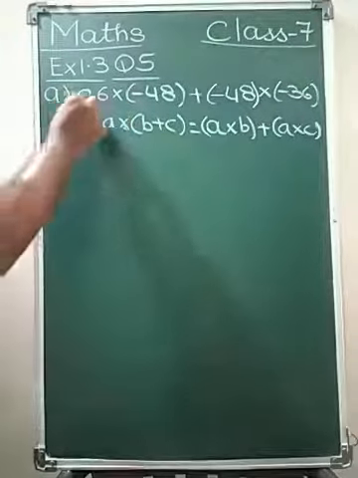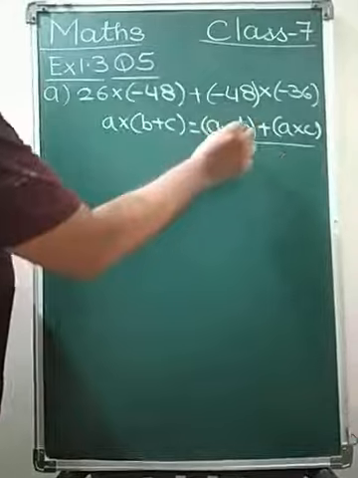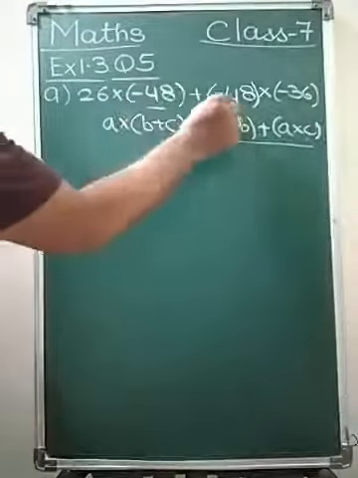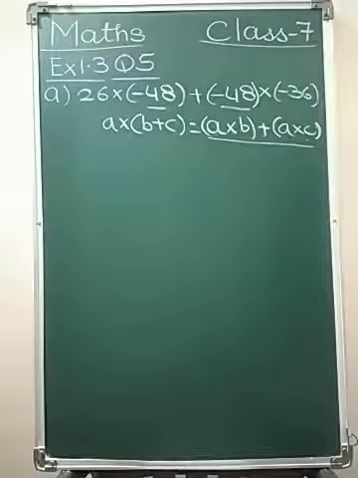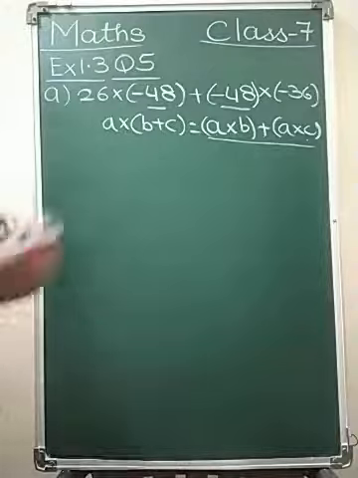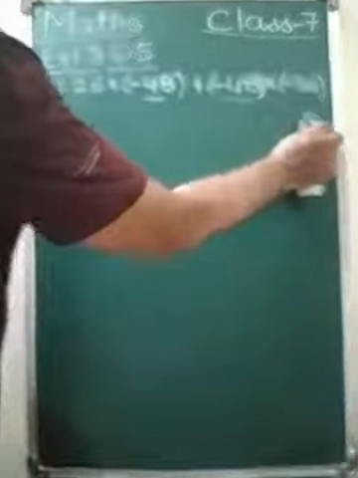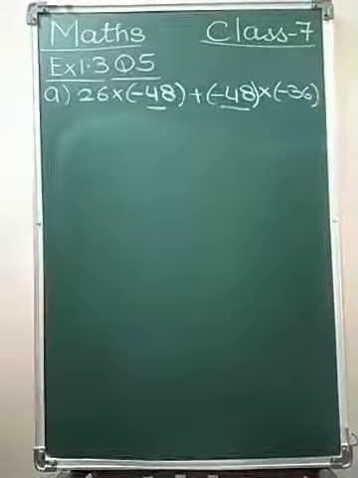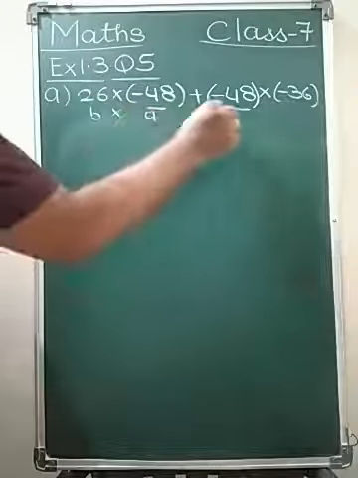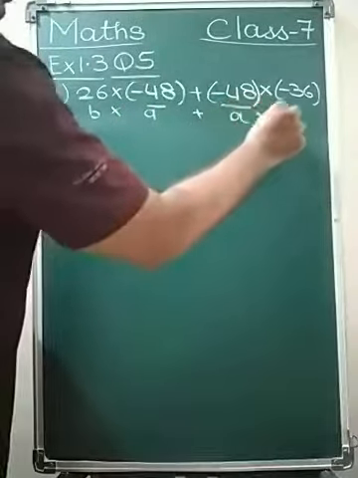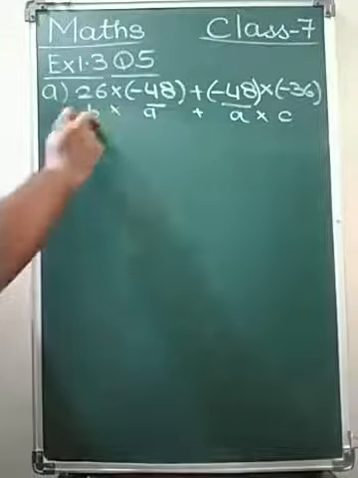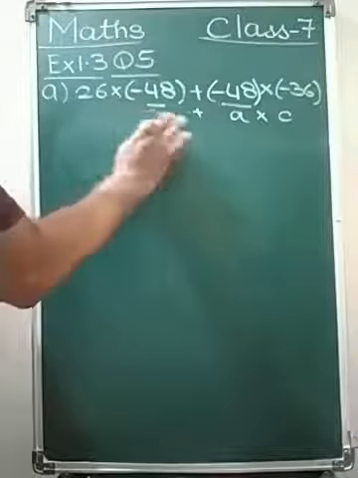Now you can see that this form is a multiplied by b plus a multiplied by c. Here minus 48 and minus 48 you can see is common, present in both. But the form is not a multiplied by b, it is b multiplied by a plus a multiplied by c. So for this we will use the a multiplied by b form.